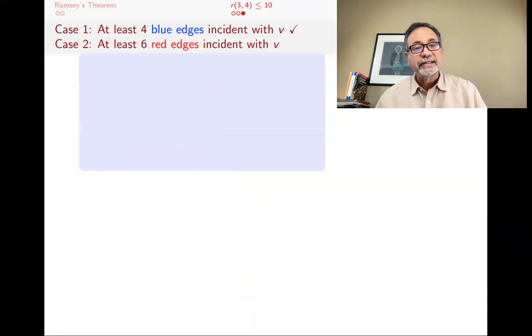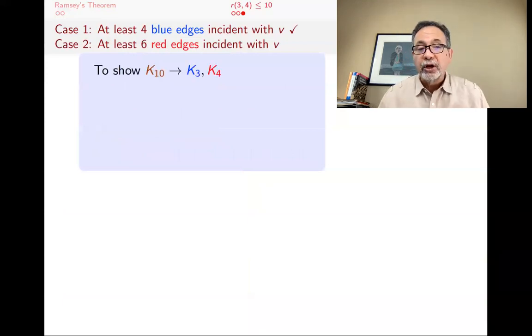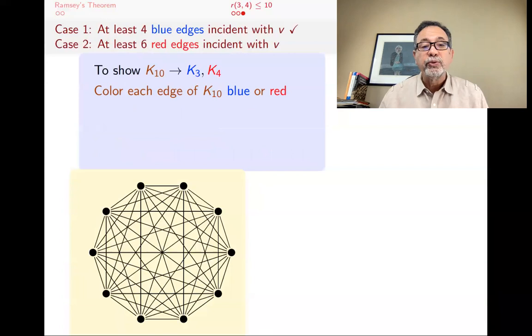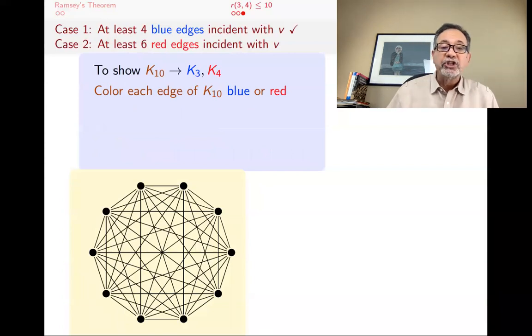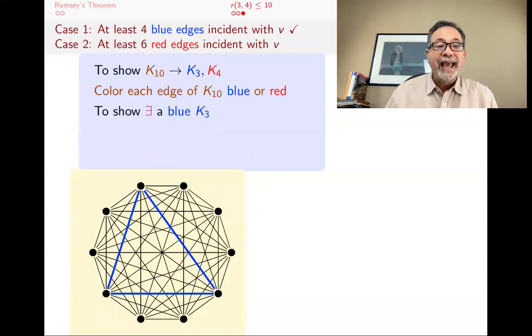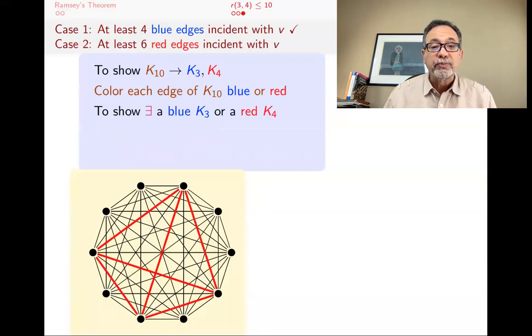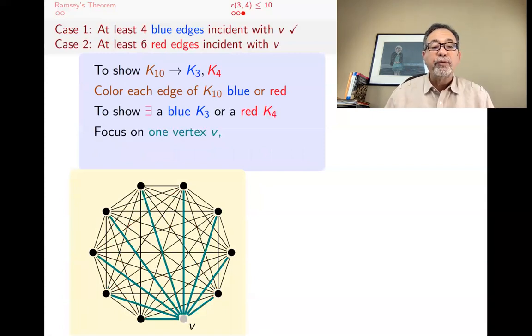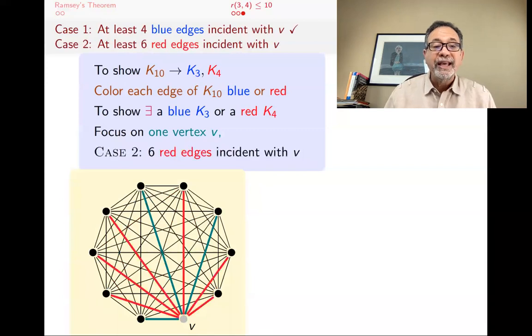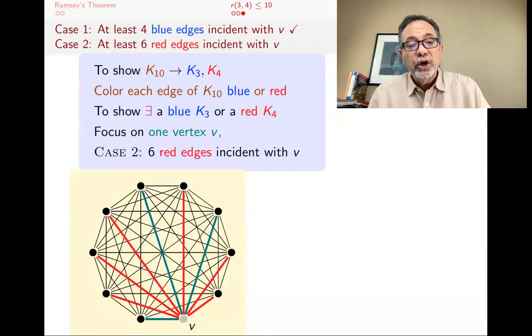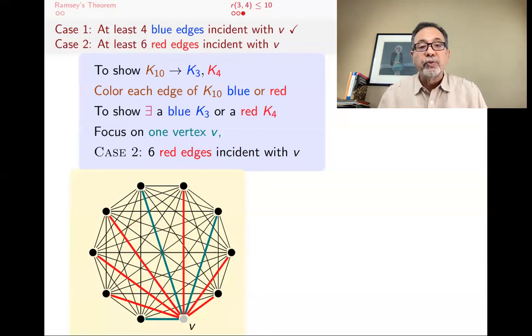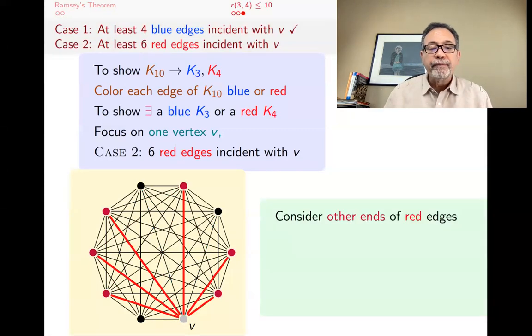second case where again we're in the same situation. We want to show that K10 arrows to blue K3 or K4. We have colored each edge of K10 blue or red, and we want to show that there exists a blue K3 or red K4. But now we are again focusing on one vertex V, and we're in case 2 where we know 6 of the edges coming out of V. We don't know which ones, but we know they're red. Again, we're going to consider the other ends of those 6 red edges.